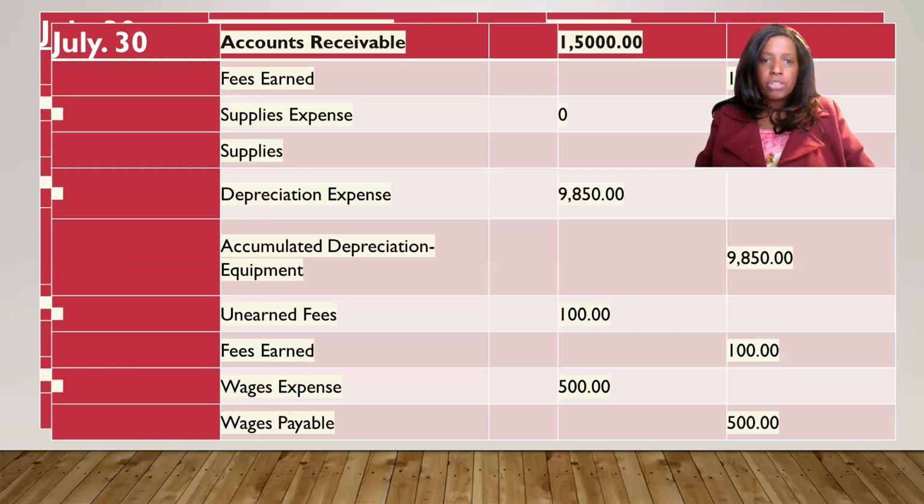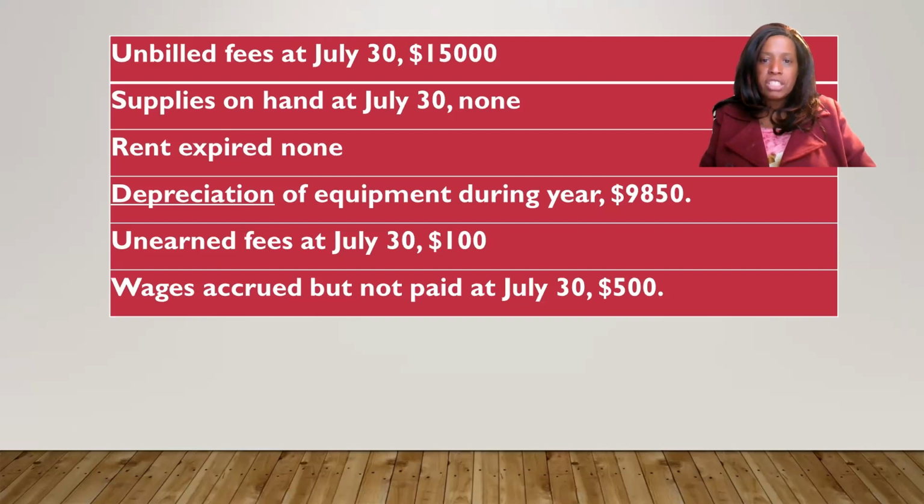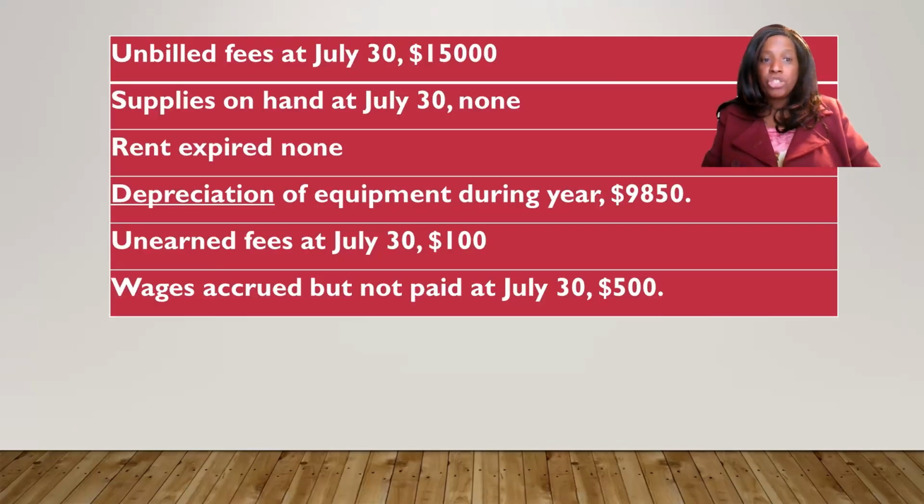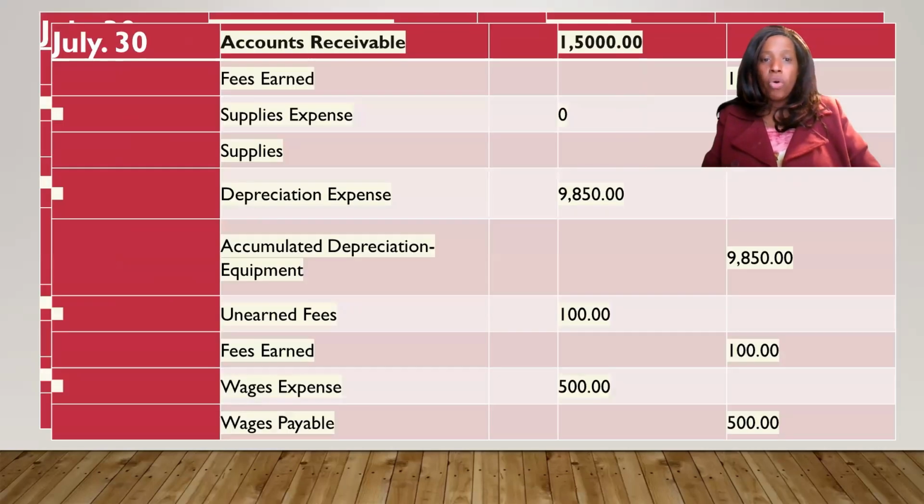If we have depreciation, where money is being depreciated over time, and every year we have depreciation expense for $9,850. How are we going to record it, everyone? We debit? Yes, depreciation expense. And we credit? Yes, accumulated depreciation. Excellent answers, everyone. Now, let's go ahead and look at our unearned fees. How much do we have for unearned fees? $100. How do we report our unearned fees? What do we debit? Unearned fees for $100, and we credit fees earned for $100.